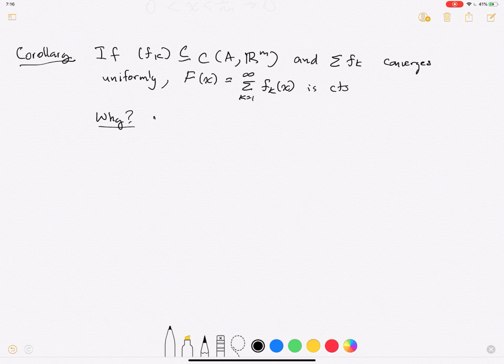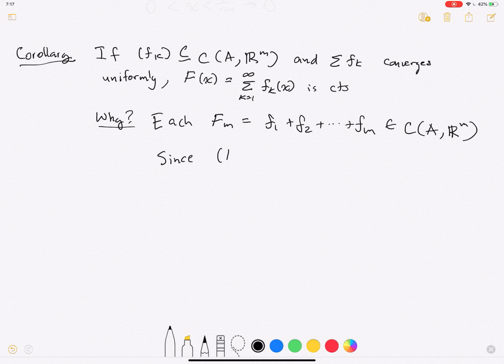If each f_m, the partial sums of the functions up to m, is in the set C from A to R^m, and since that series converges to f uniformly, f itself must be continuous.